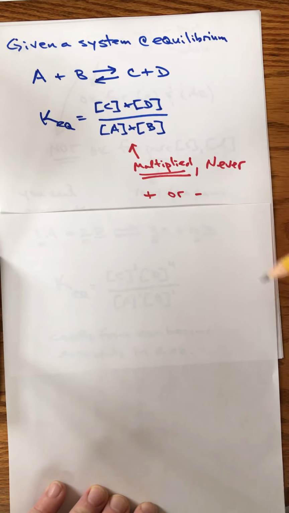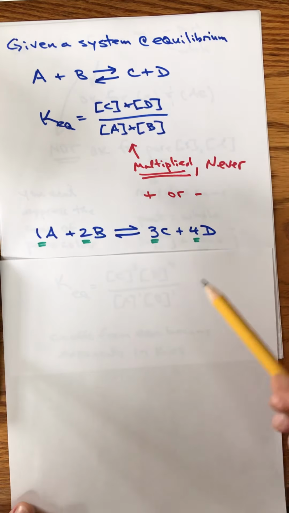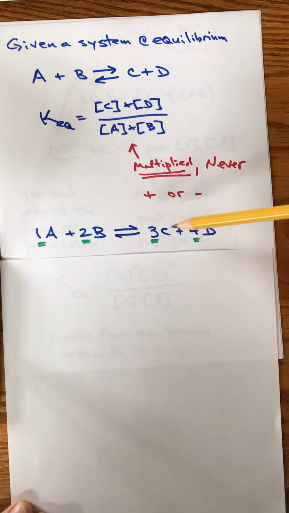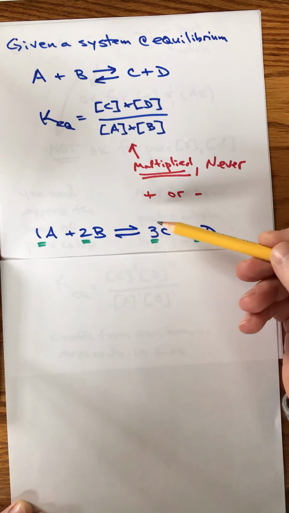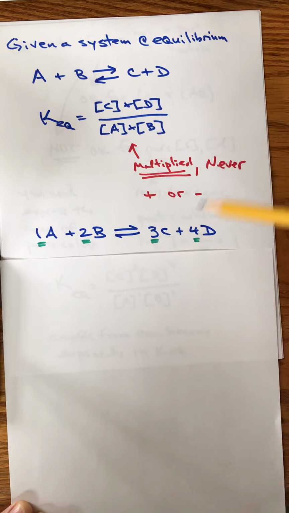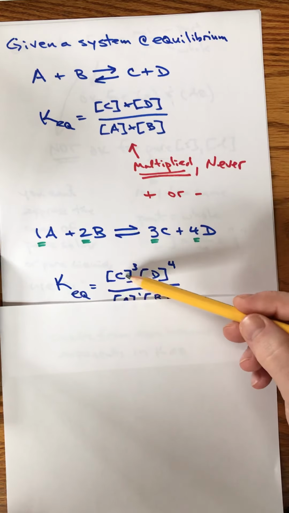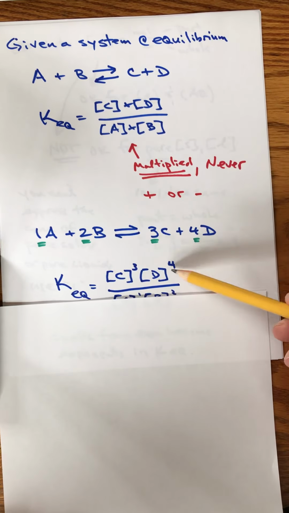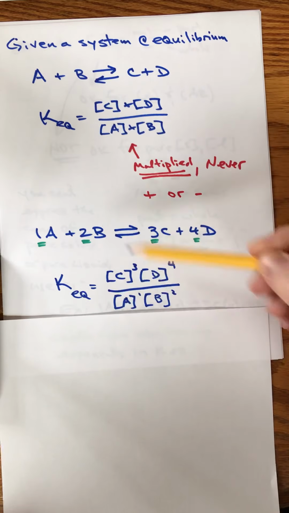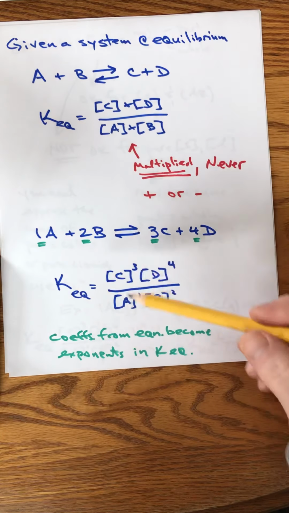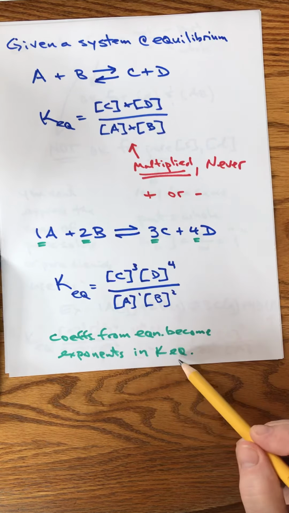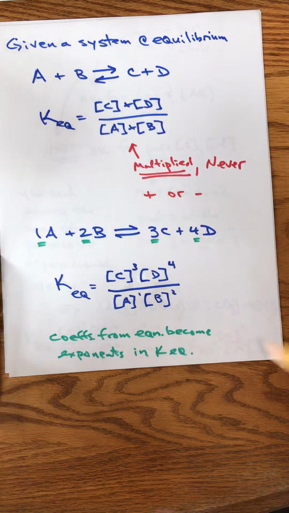So if it's a multiple choice question, if you see a plus or minus in there, that's not the choice. Move on. If there are coefficients, if this was three C's, you'd have a C and a C and a C. If it was four D's, you'd have a D and a D and a D and a D. And they're all multiplied together. So C times C times C is C to the third power. And D times D times D times D is D to the fourth power. So you would have KEQ is C to the third power times D to the fourth power over A to the first times B squared. So the coefficients from the equation become exponents in the equilibrium expression. That's an important point.